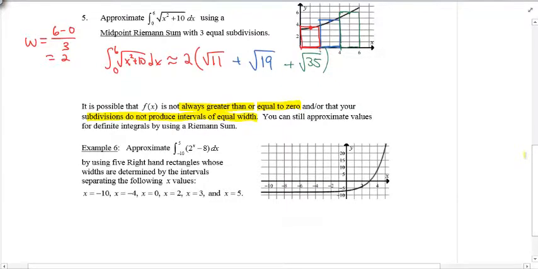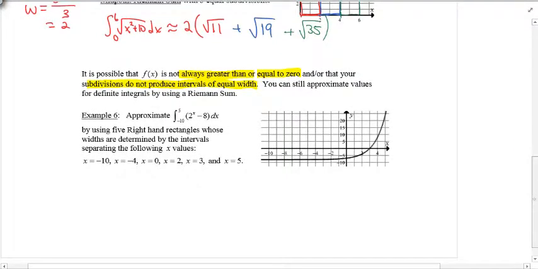So in this case now, for our last example here, can you approximate the integral from negative 10 to 5 of this function, 2 to the power x minus 8, by using 5 right-handed rectangles, whose widths are determined by the interval separating the following x values? You're like, what? So our first interval goes from negative 10 to negative 4. So notice that it is pretty wide. The interval length here would be 6 units.